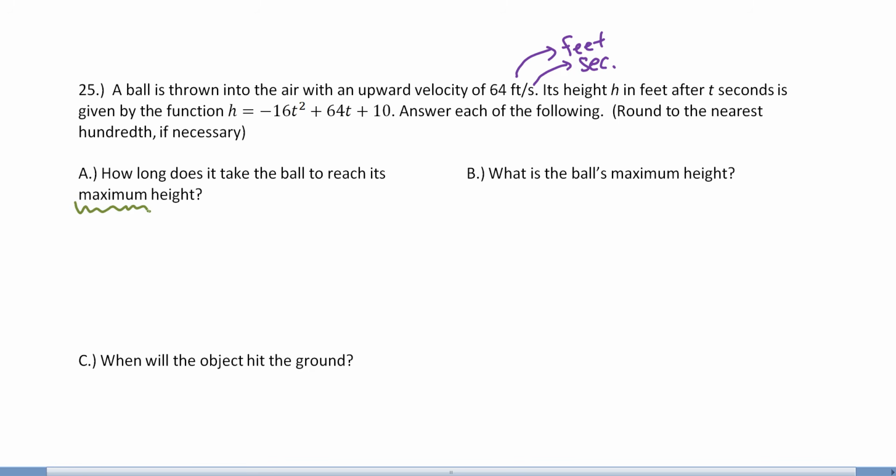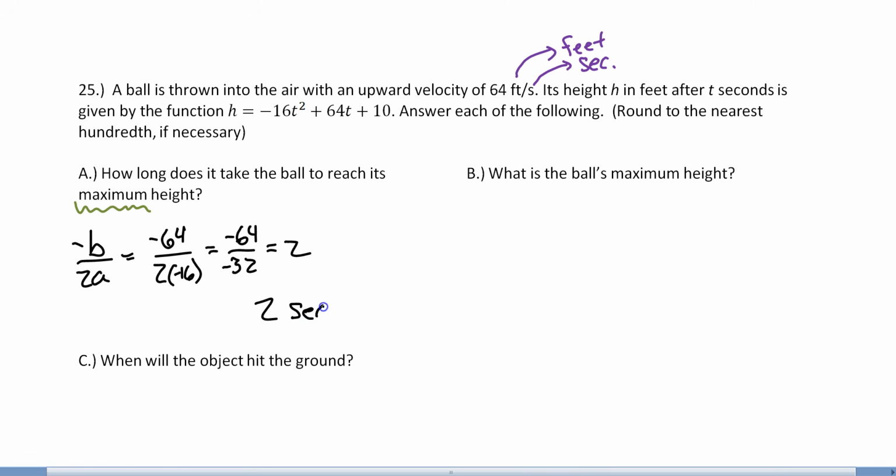Okay. If we're talking about a parabola, which this is the equation of, and it asks for the maximum, it's asking for the vertex. And so to find the vertex of this thing, I do opposite of b over 2a. Opposite of b is a negative 64 over 2 times a, which is the negative 16. So that's negative 64 over a negative 32, which gives me a positive 2. Well, I don't even need to find the y value for the vertex just yet. This really just asks me for the x value of the vertex. How long will it take? That's my t value. So the answer is 2 seconds.